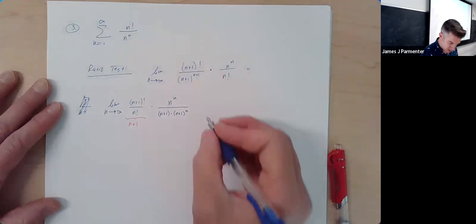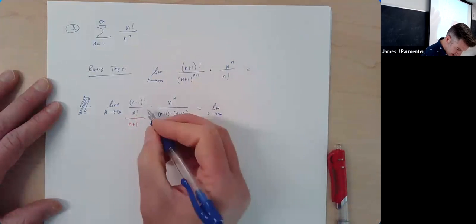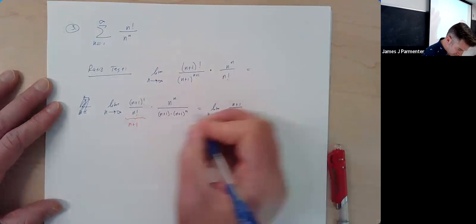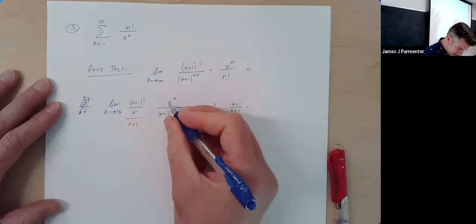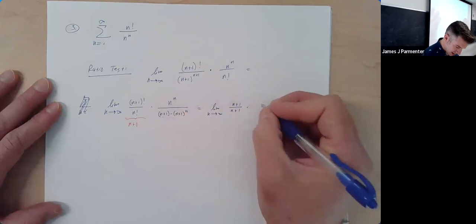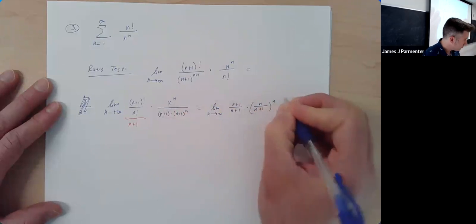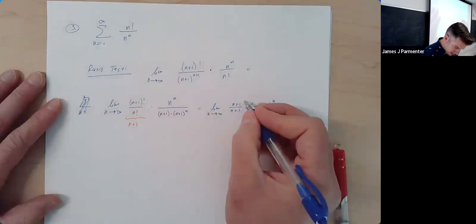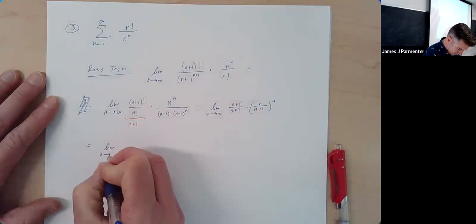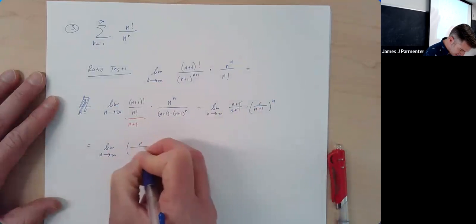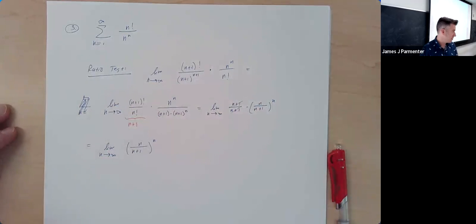And then actually this works out really nicely, because then you have the limit as n goes to infinity of (n plus 1) over that (n plus 1). And then over here you have n to the n over (n plus 1) to the n, which I'm going to write as (n over n plus 1) to the n. Those cancel. And now you're left with the limit as n goes to infinity of (n over n plus 1) to the n. And I feel like this takes a little bit of seeing.